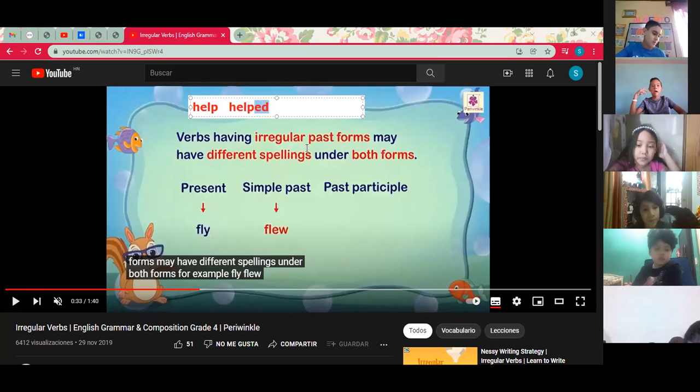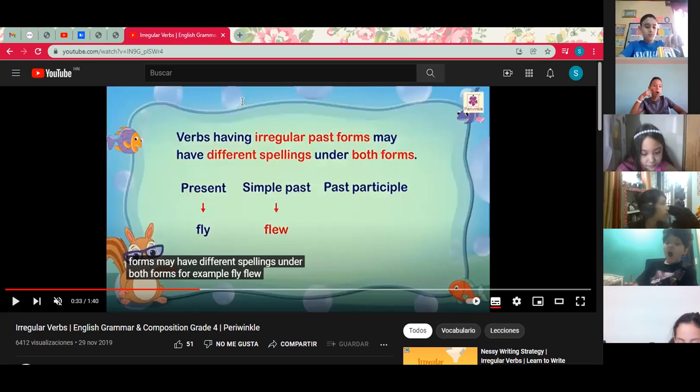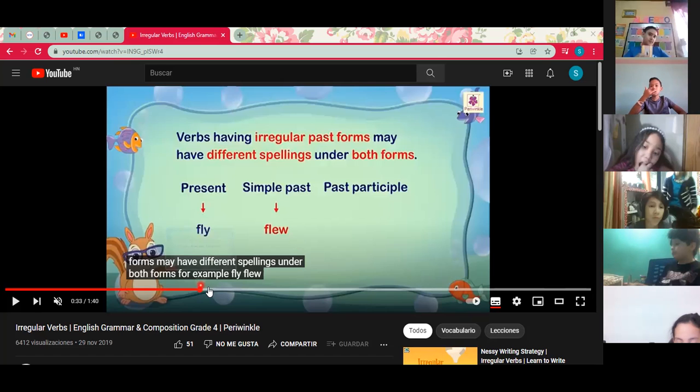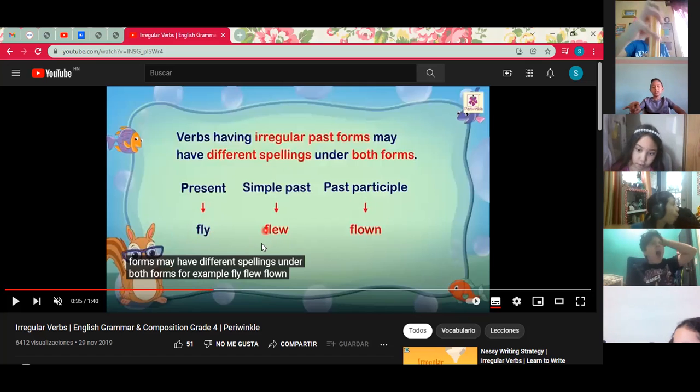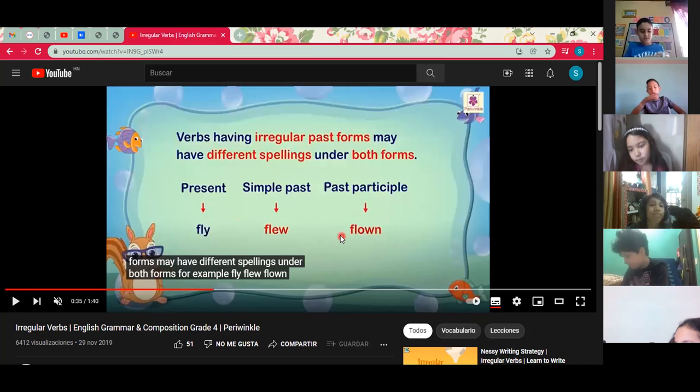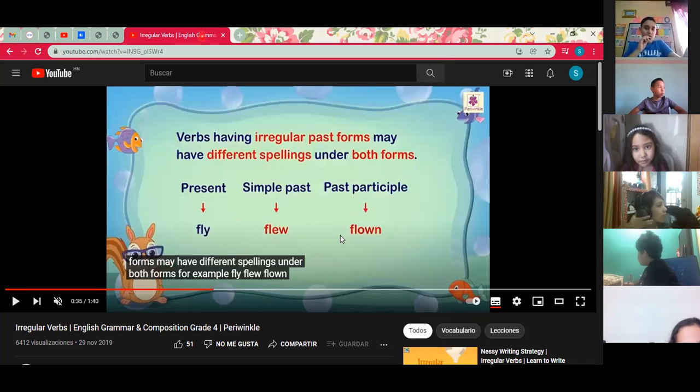We have some verbs that when they are in past, we just add ed, but they are regular. When we talk about irregular verbs, they change like this. Fly is in present. Flew is in past, but we also have the past participle, flown. That is an irregular verb because we have fly in present, and flew and flown. It's not regular. As you can notice, the letters change. We have a new spelling of this verb, so that's why it's considered irregular. Yes?